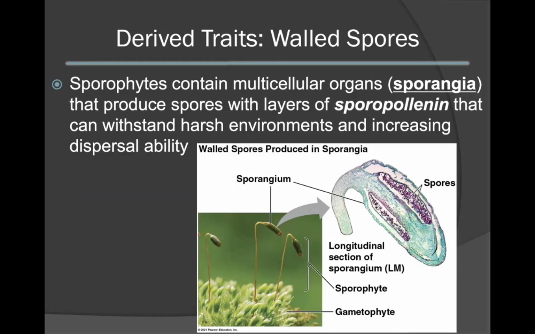Take a look at the diagram below to note the difference between sporophytes, which are the tall stalk-like structure with the sporangium, and the gametophytes, which are at the base of the plant.